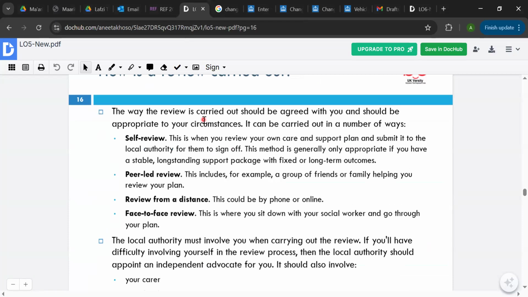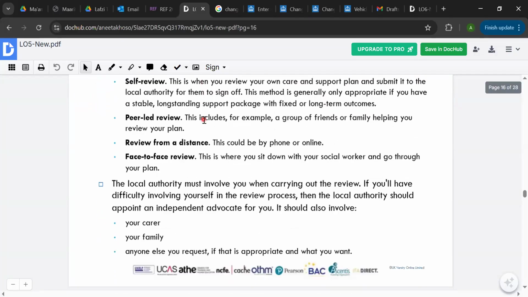There's a peer-led review, which involves a group of friends. Peers will be your friends or family members who are helping you to review the plan. There is also review from a distance, which could be done on the phone or online. A face-to-face review can be done, obviously, with your social worker going through your plan.